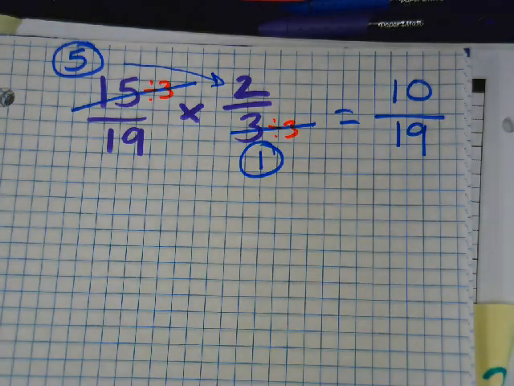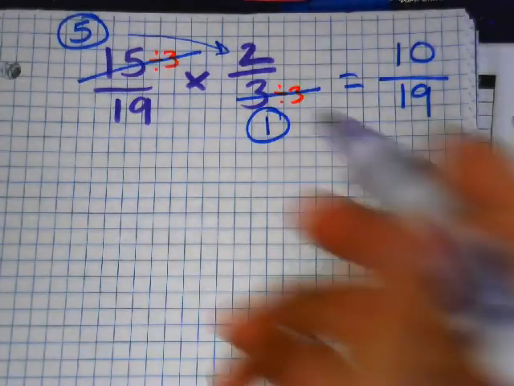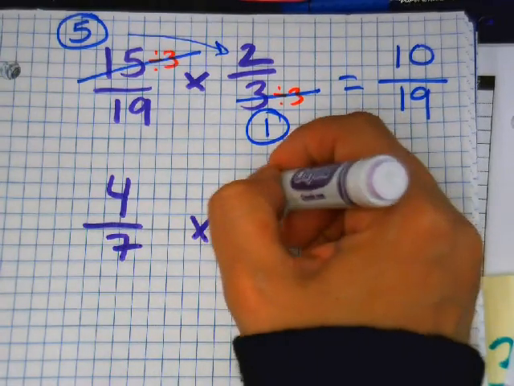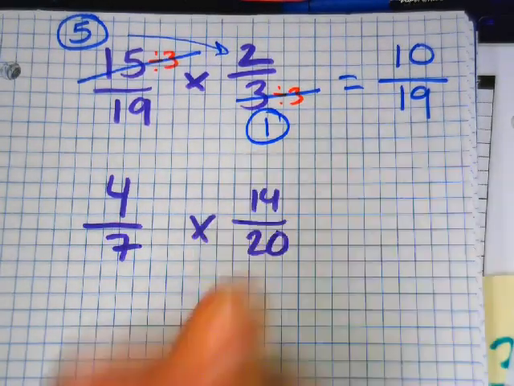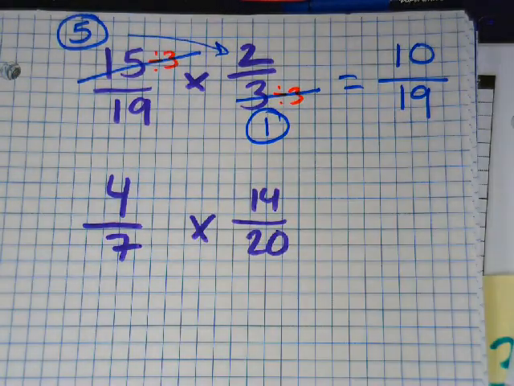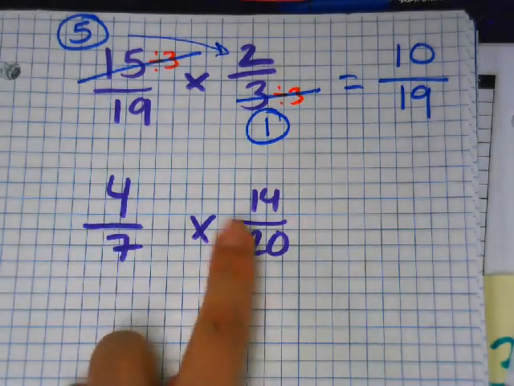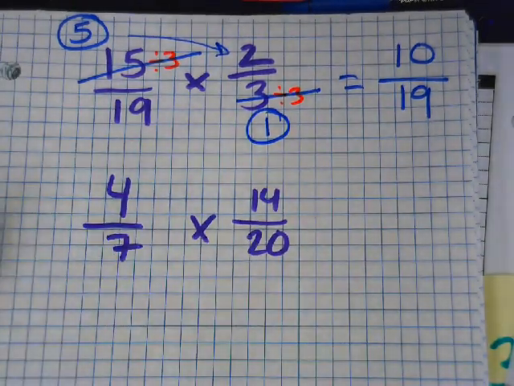All right, let's try the shortcut with this pair. 4/7 times 14 over 20. I do not want to do 14 times 4 and 7 times 20. I don't want to do that. So I'm going to cover up my corners.